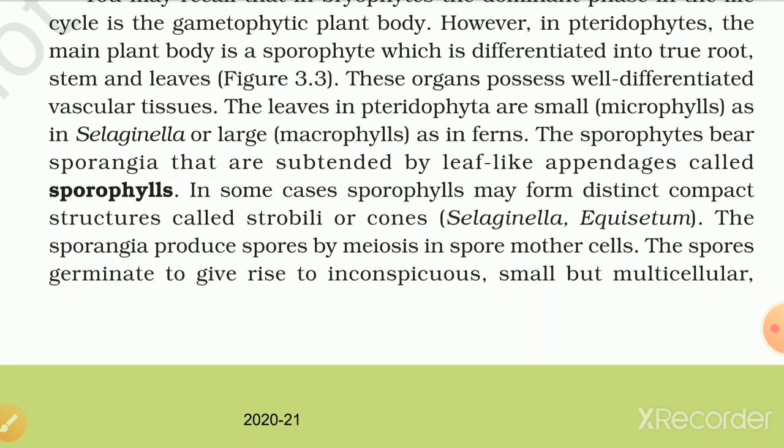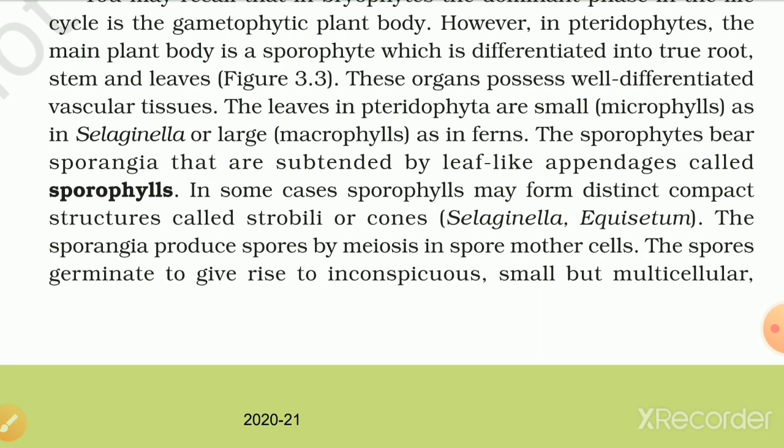The leaves in pteridophytes are small microphylls as in Selaginella or large macrophylls as in ferns. The sporophytes bear sporangia that are subtended by leaf-like appendages called sporophylls. In some cases, sporophylls may form distinct compact structures called strobili or cones. Selaginella, Equisetum. The sporangia produce spores by meiosis in spore mother cells.